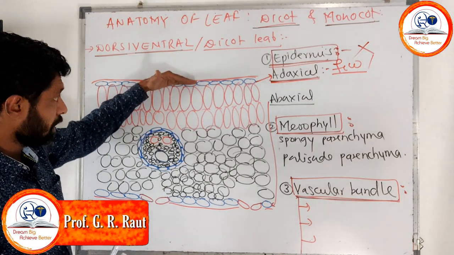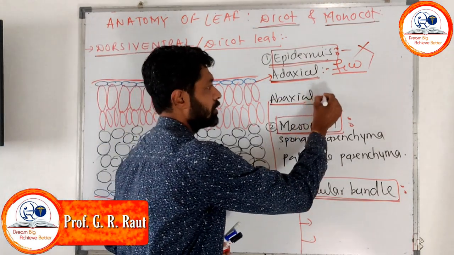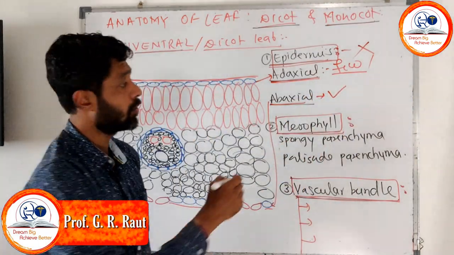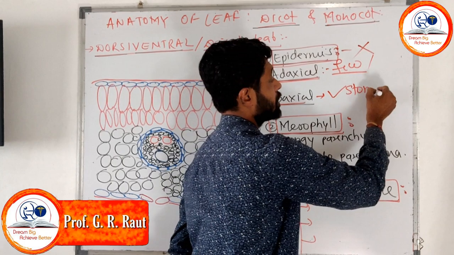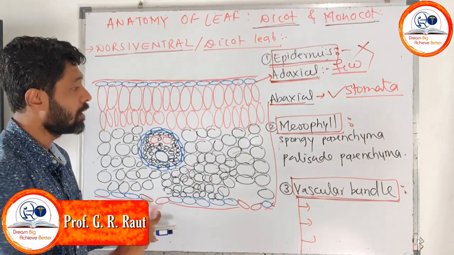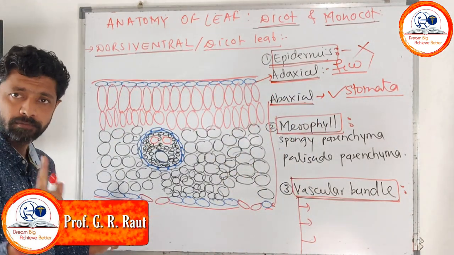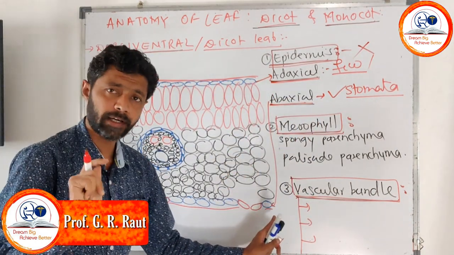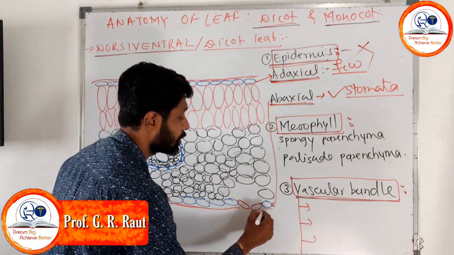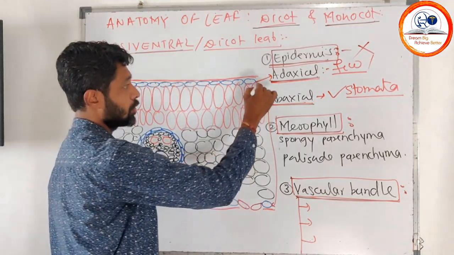From this upper epidermis to this lower epidermis, and there is a lower epidermis. So lower epidermis will show presence of stomata. Lower epidermis is characterized by having stomata. And lower epidermis is also a continuous layer, a single layer of parenchymatous cells. It again has a cuticle.